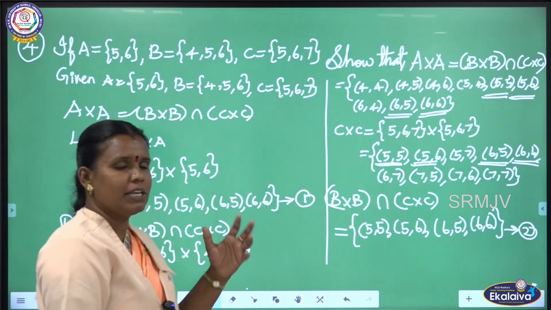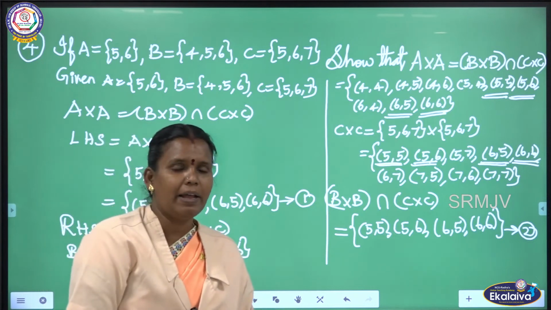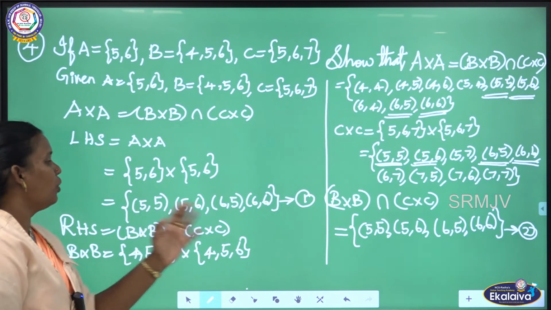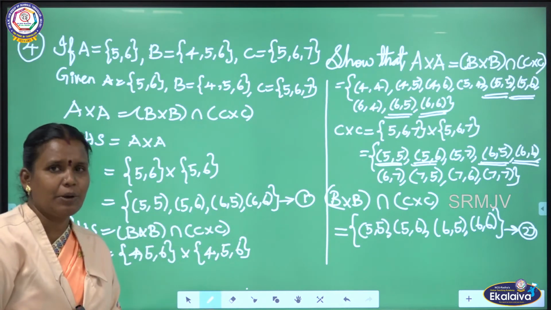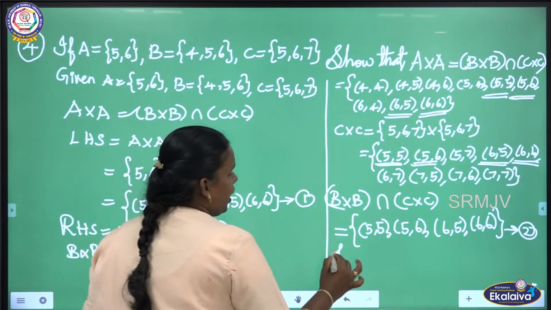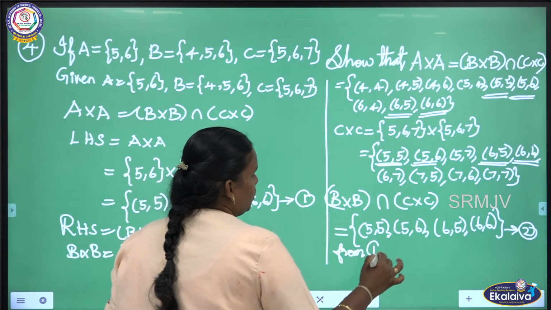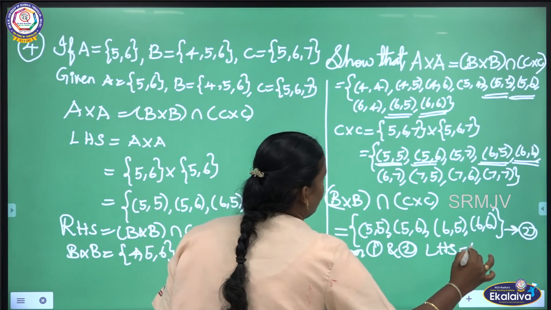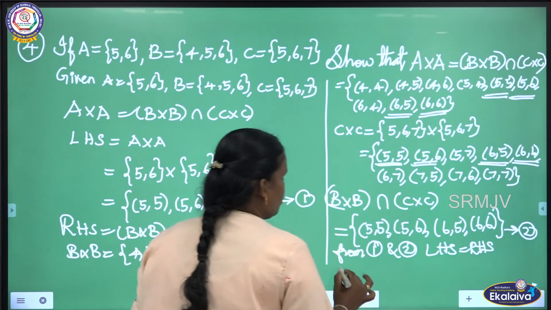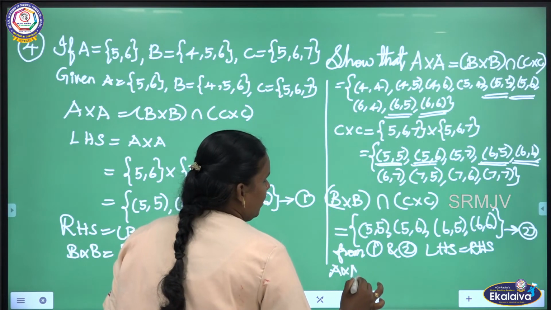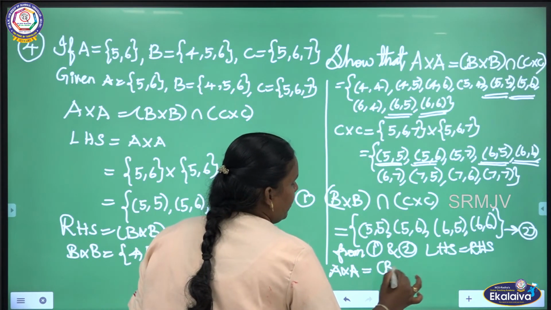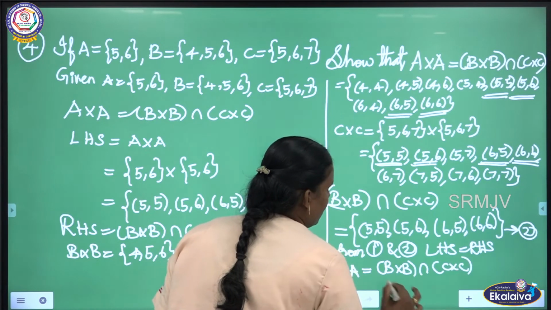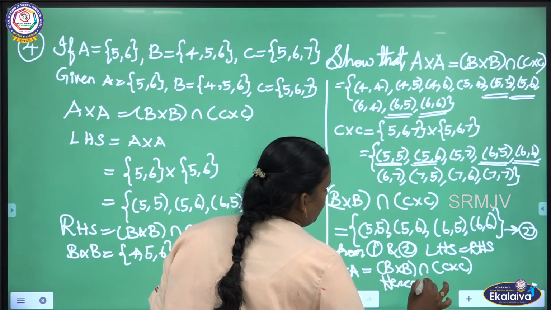After mentioning that as equation number 2, we compare the first equation with the second equation. When you observe, both the ordered pairs are equal. So from 1 and 2 we can write that LHS is equal to RHS, which shows A cross A is equal to B cross B intersection C cross C. We proved this, hence proved.